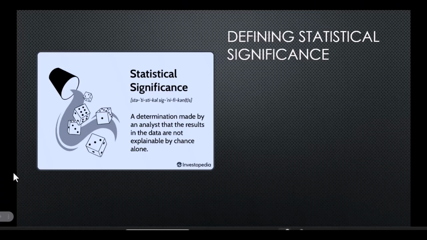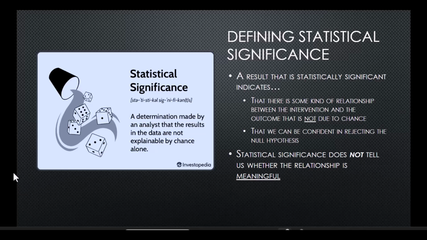To get to p-values and confidence intervals, let's start by defining statistical significance. Here we see that statistical significance is a determination made by an analyst that the results in the data are not explainable by chance alone. A result that is statistically significant indicates that there is some kind of relationship between the intervention and the outcome. The outcome is not due to chance.